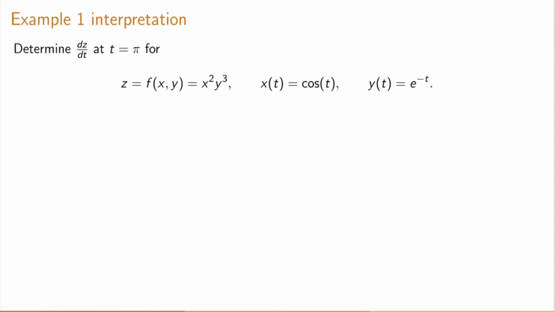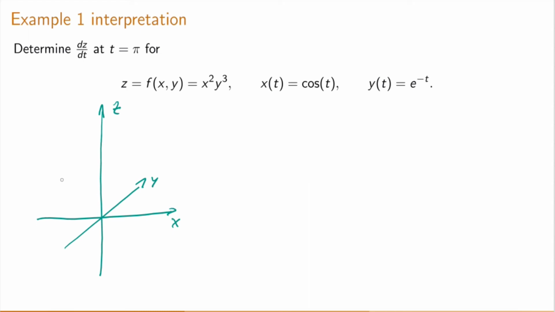Let's try for an interpretation. So what did we do? We computed the rate of change dz by dt, but what rate of change did we compute? Let me try to plot this. This is a rather complicated graph to plot, but I give it a try. So z equals x squared y cubed is a surface. So let's try to plot this surface.